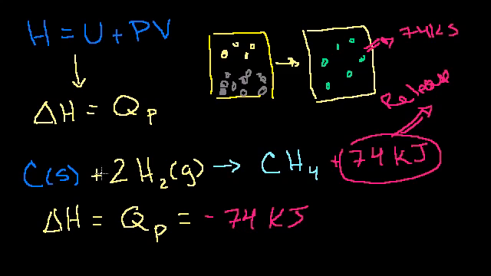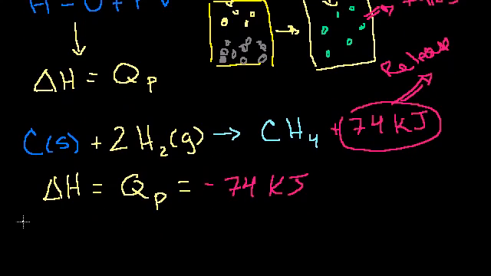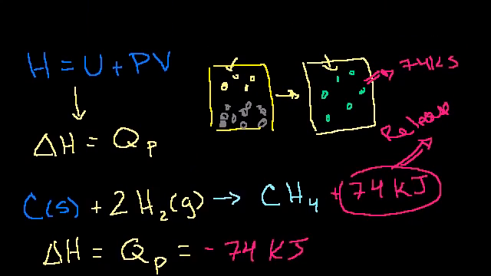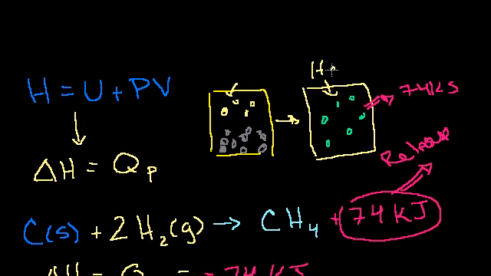So how can we think about this? What is the enthalpy of this system relative to this system? Well, it's going to be lower, right? Because the change in enthalpy is the enthalpy of your final system minus the enthalpy of your initial system. And we got a negative number. We got minus 74 kilojoules. So this has to be lower than this by 74 kilojoules. So this enthalpy right here is less than this enthalpy right here.